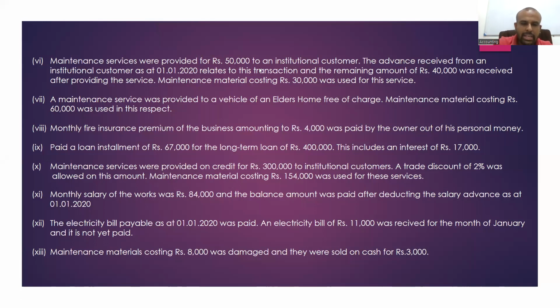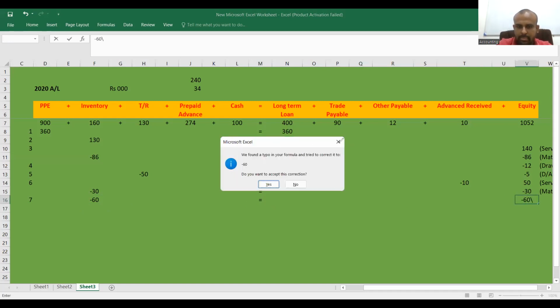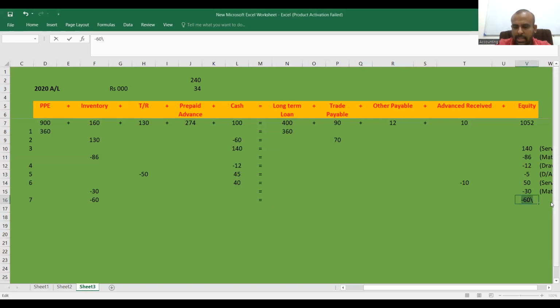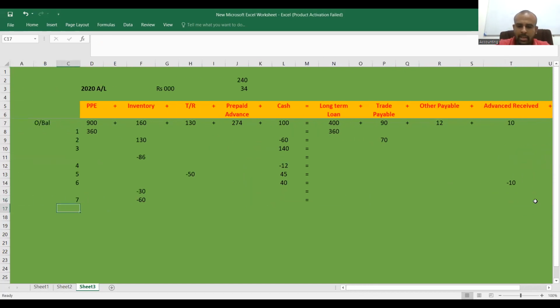And your raw material reduced by 60,000, and that you recognize as what? Expenditure. You consider that as an expenditure. 60,000, you can call that a donation. Yes, donations. 60,000 was material, right?